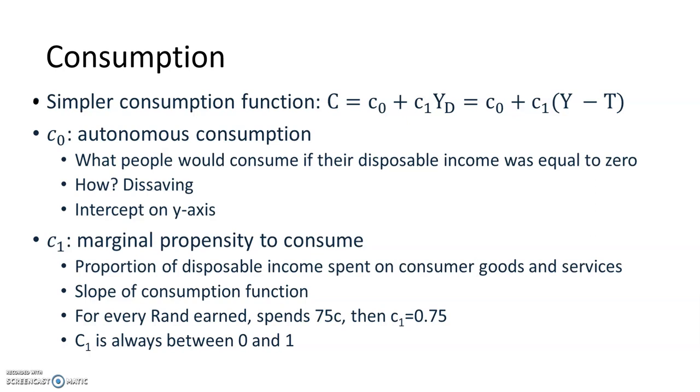The parameter C1 is called the marginal propensity to consume. It is the proportion of disposable income spent on consumer goods and services. It is the slope of the consumption function. So let's say for every rand earned, you spend 75 cents. So C1 would equal 0.75. C1 is always between 0 and 1, and people are likely to consume only part of the disposable income and save the rest.